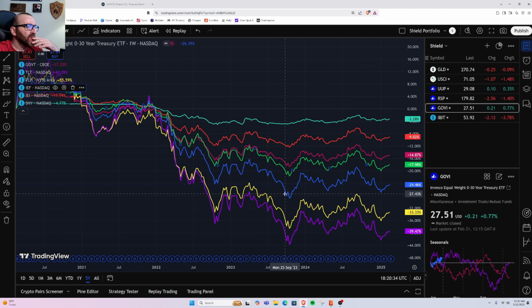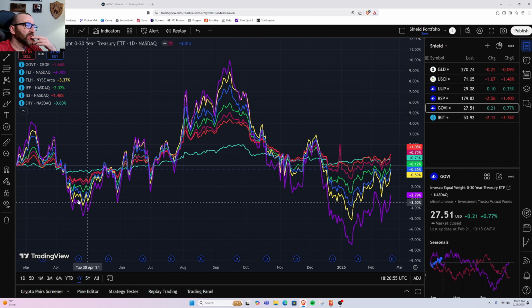That's the 7 to 10 year. The blue one is the one I'm using, the GOVI, so it's more volatile. Then the yellow gets even more volatile, down here, TLH, this is 10 to 20 year bonds. And the purple one here is the TLT, this is 20 plus year bonds. So you see the trend is overall the same, but the shorter the duration, the less volatility in it.